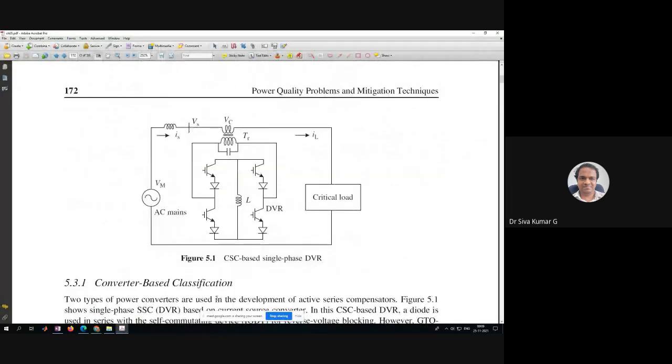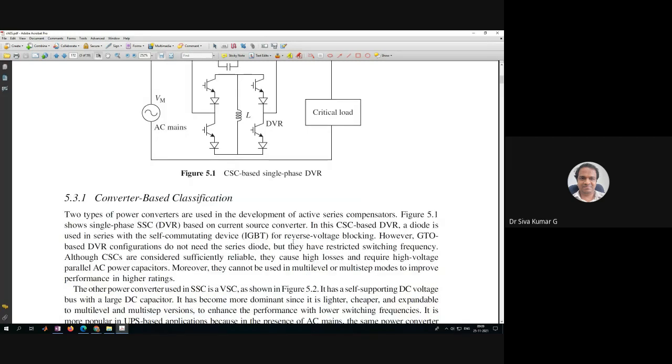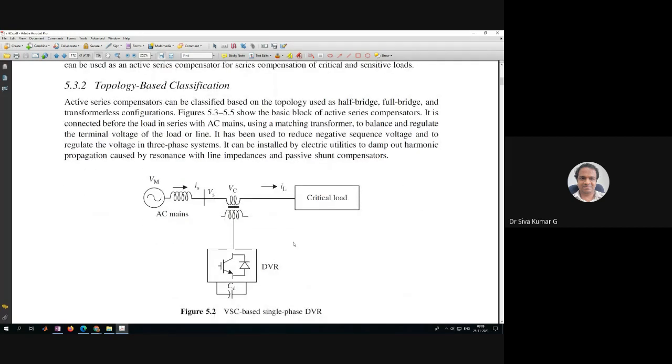Whatever you have seen while discussing the shunt active power filter DSTATCOM, it is also having the CSC based single phase dynamic voltage restorer and voltage source converter based DVR also, the classifications. Firstly, we'll try to see this particular case.